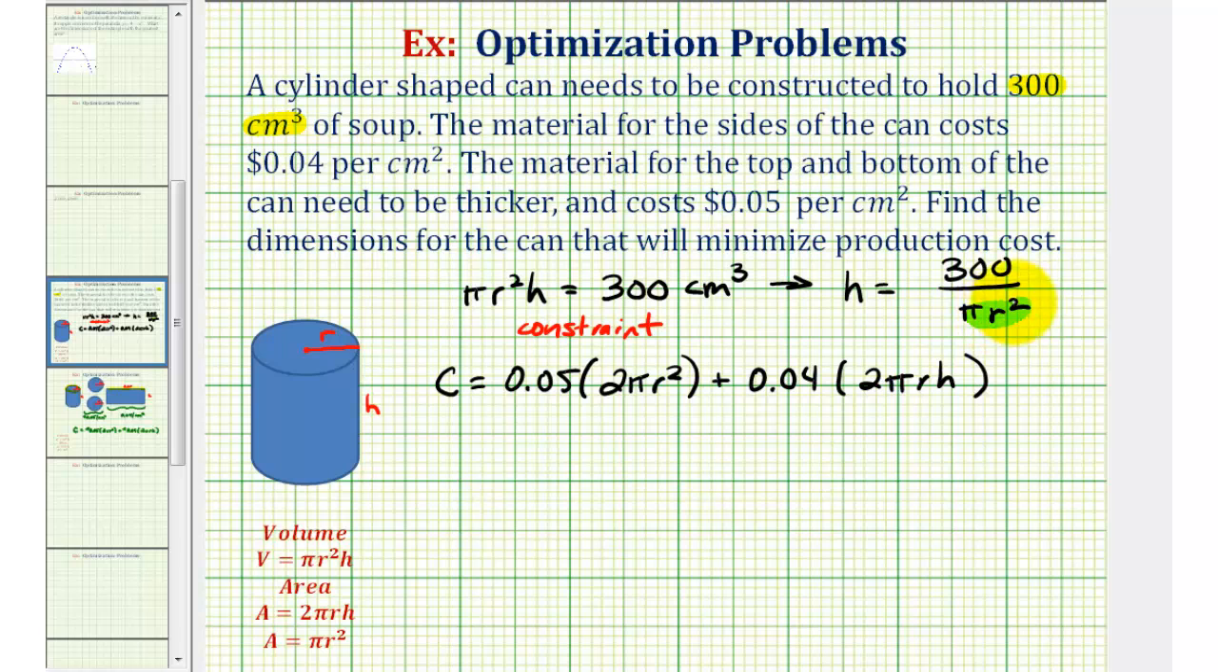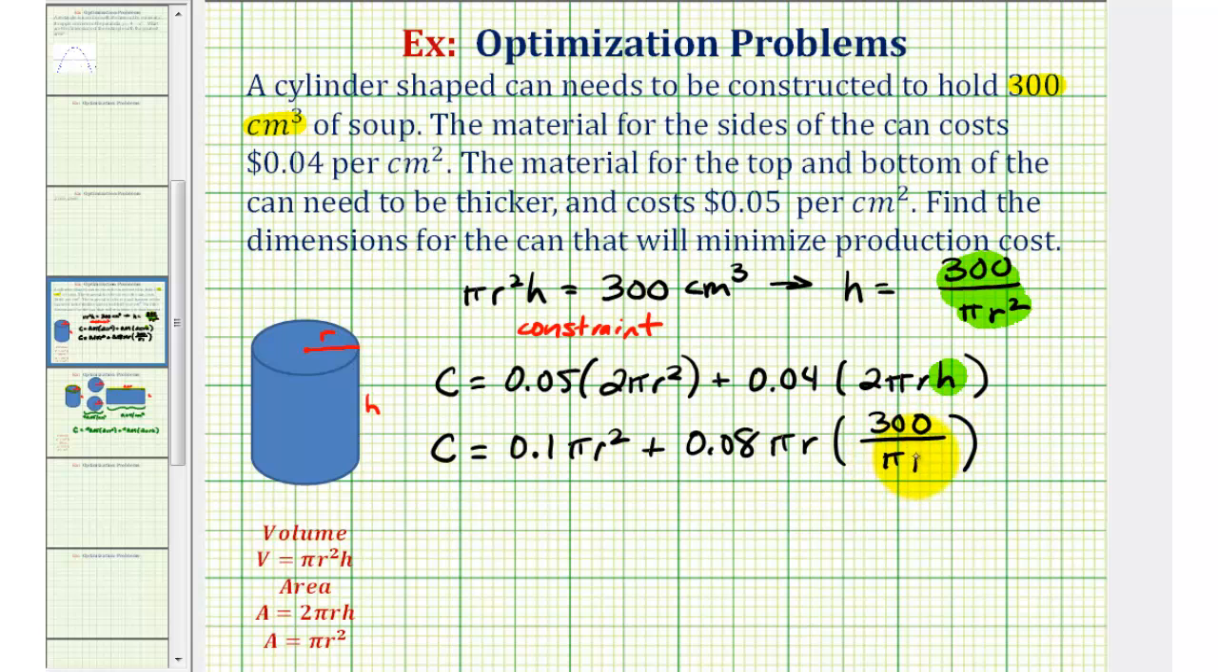And now we can substitute this quotient here for h in our cost equation. So we would have c equals 0.05 times 2 is 0.1. So we have 0.1 pi r squared plus 0.04 times 2 would be 0.08 pi times r times h. But again, h is equal to 300 divided by pi r squared. Now let's go ahead and simplify this product here. Pi over pi would simplify to 1. Notice one factor of r would simplify as well. This would simplify to 1. This would simplify to r to the first. So now we have the cost function in terms of r.